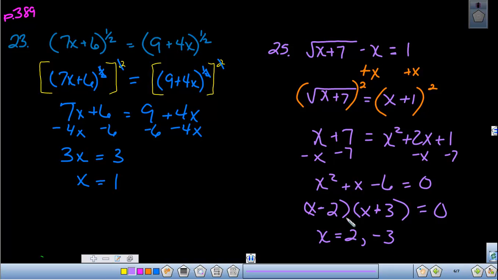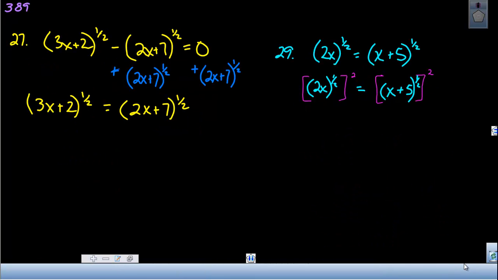And as a result, now I've got to go back up here and check both my answers. 2 plus 7 is 9. The square root of 9 is 3. 3 minus 2 does give me 1. So that is a definite answer. Let's check negative 3. Negative 3 plus 7 is 4. The square root of 4 is 2. 2 minus a negative 3 is actually 2 plus a 3. That's 5, and 5 unfortunately does not equal 1. So that negative 3 is an extraneous solution. And so my answer is 2.